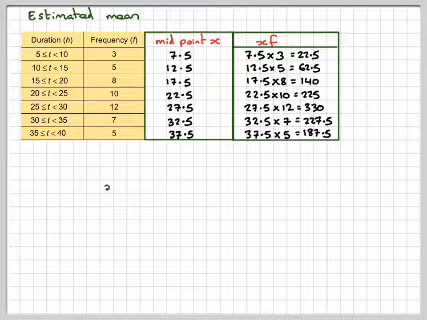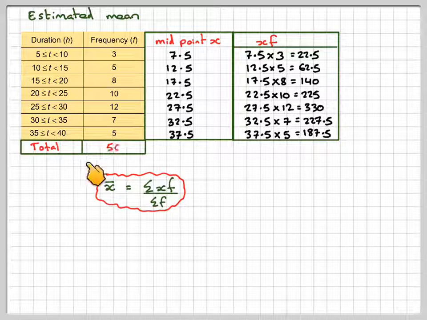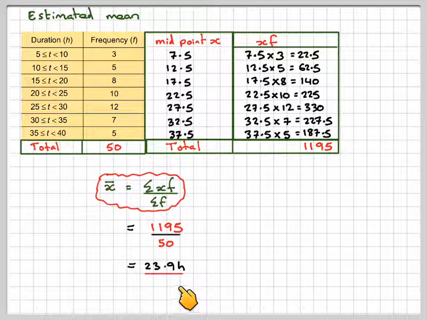185.5. Now the mean, x-bar, which is the symbol for mean, is equal to the sum of xf divided by the sum of the frequencies. So you sum this column, divided by the sum of the frequencies. So the total here is 50. That was actually given in the question. And here the total will be 1,195. So the mean will be 1,195 divided by 50. And that gives me an answer of 23.9 hours.